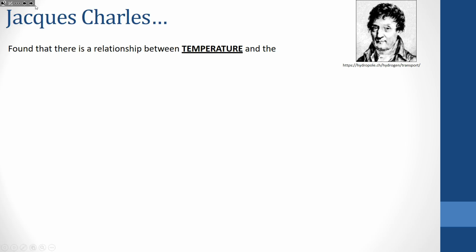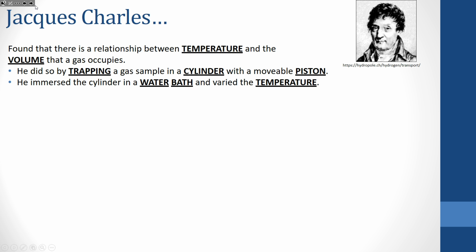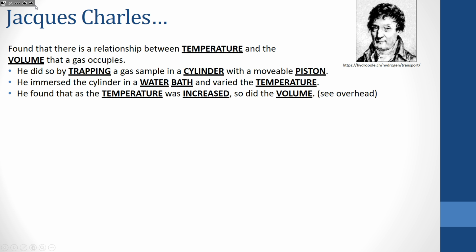So Jacques Charles was the guy that we're talking about, and he found that there is a relationship between temperature and the volume a gas takes up. What he did was he trapped gas in a cylinder with a movable piston, almost like a syringe, or, like I said, just a cylinder with a piston inside. We're going to use syringes in class to represent this. He took that cylinder and put it into a water bath, and he changed the temperature, heated it up, cooled it down, and saw what happened to the volume. And he found that as the temperature was increased, so did the volume.